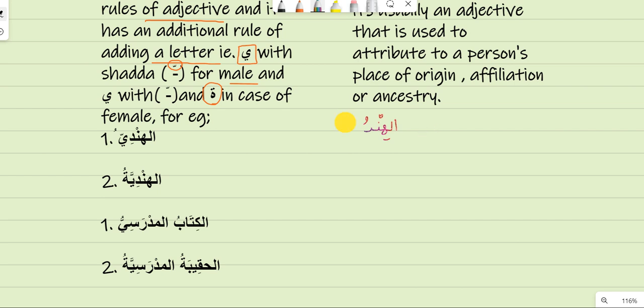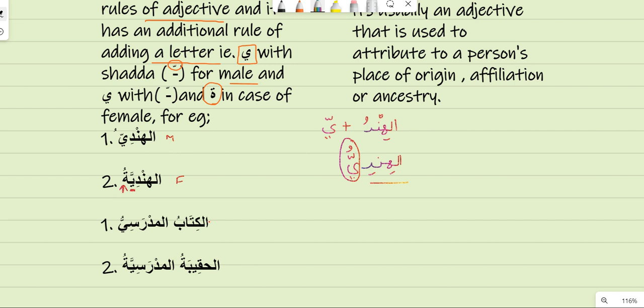So you will add a ya with a shadda. So your answer will be al Hindiyu. Al Hindiyu. Ya with a shadda. So whenever you come across nouns with ya with shadda, know that it's a nisbah or a relative noun. So in this case, it's for male. Now this is for feminine. Hindiyatu. You can see the ya with a shadda and a ta marbuta added to show the femininity.